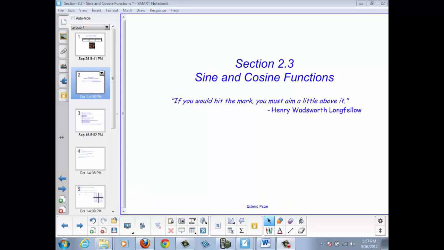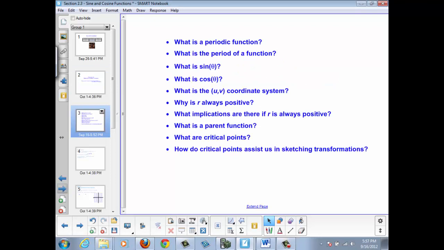Welcome to section 2.3, sine and cosine functions. At the end of this section, you should be able to answer all these questions. What is a periodic function? What is the period of a function? What exactly is sine theta? And what is cosine theta?